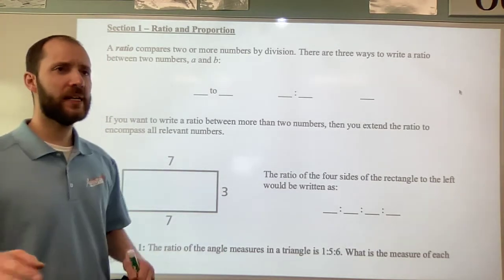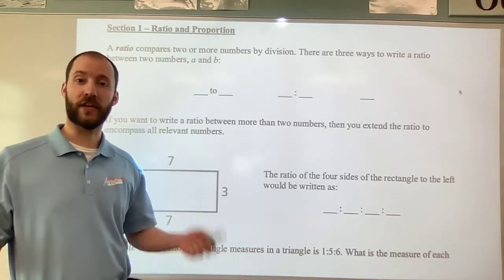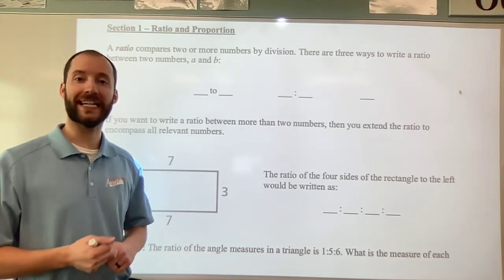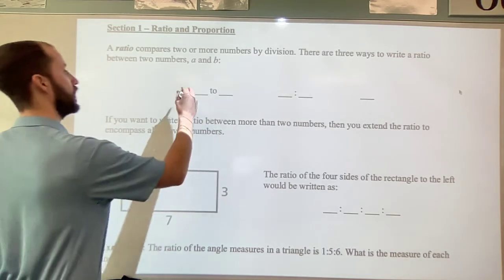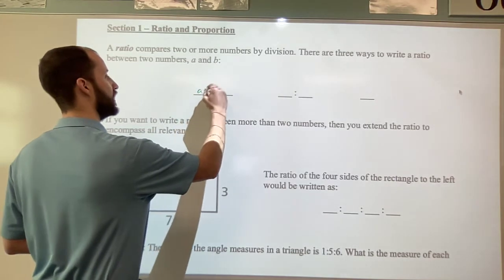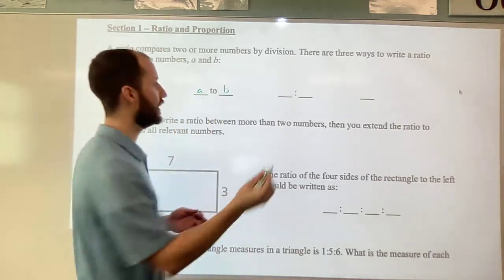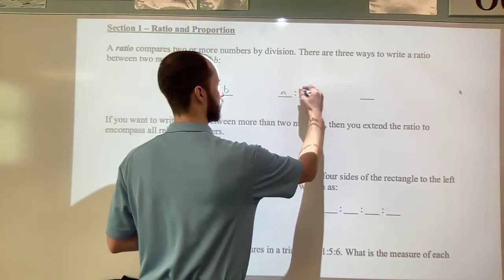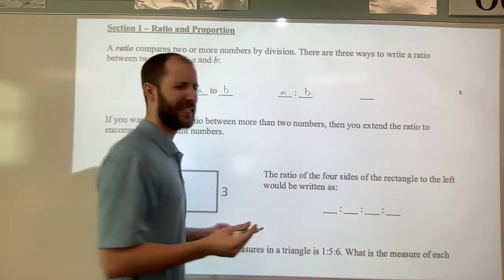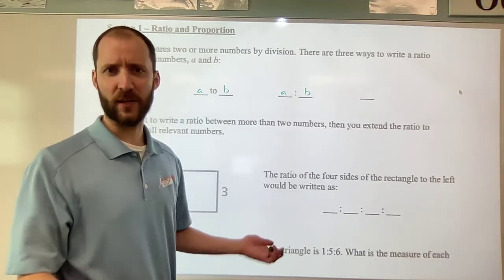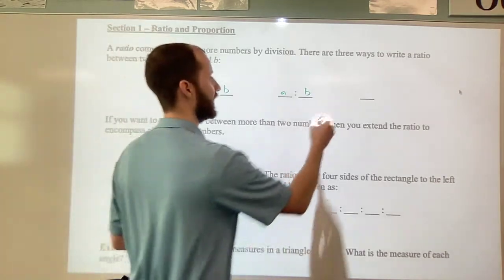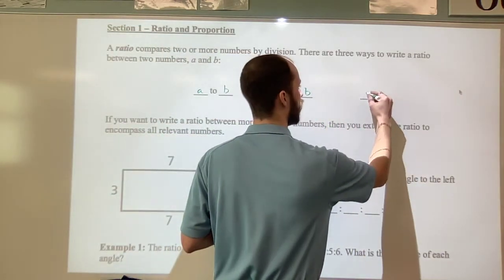There are three main ways to write a ratio, and you want to be able to recognize these three. A to B, actually you write it out with the word to. A colon B, but we still just say A to B, just write it differently. And then a fraction, A over B.